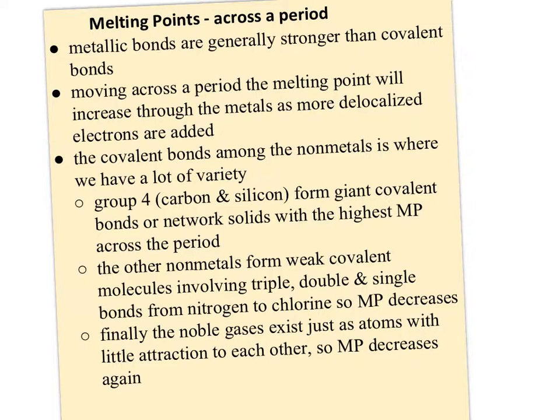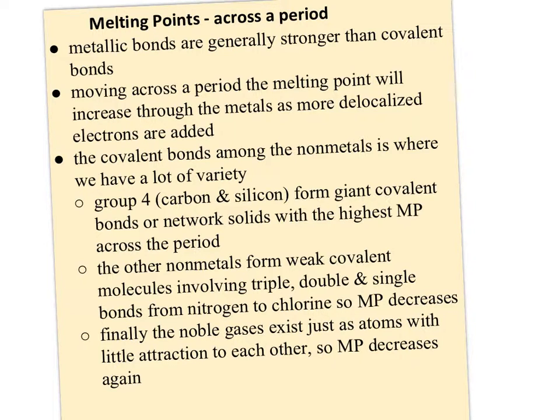Metallic bonds are generally stronger than covalent bonds, so moving across a period, the melting point will increase across the metals, and most of the metals will have a higher melting point than the nonmetals. The one exception is when we get to group 4. Group 4 is unique because it can form 4 different bonds, covalent, ionic, whatever, but 4 bonds. So with group 4, carbon and silicon, they are able to form these giant covalent bonds, or what we call network solids, and these giant covalent bonds, think of diamonds, have a higher melting point than even any of the metals.